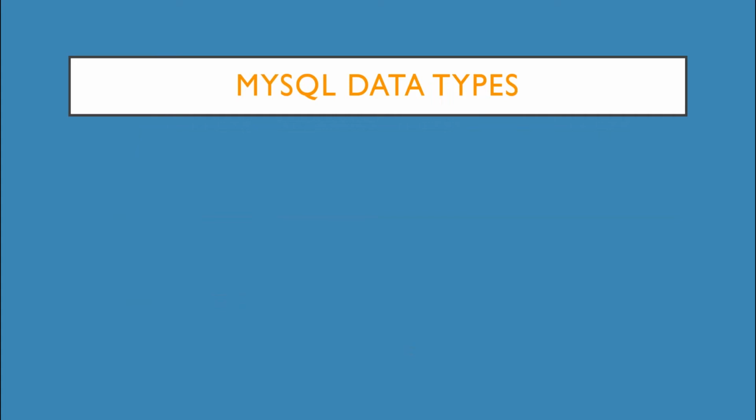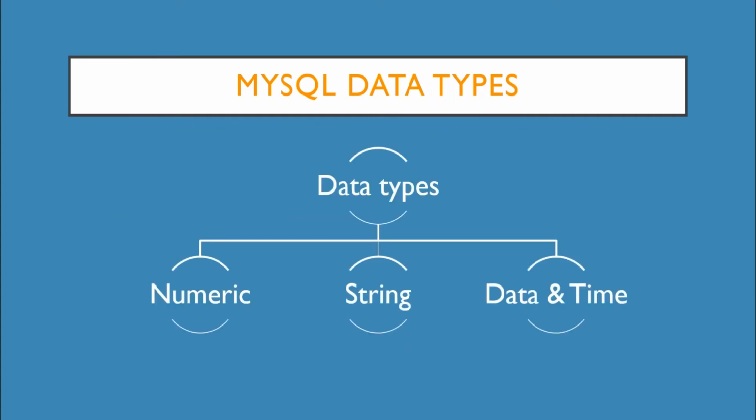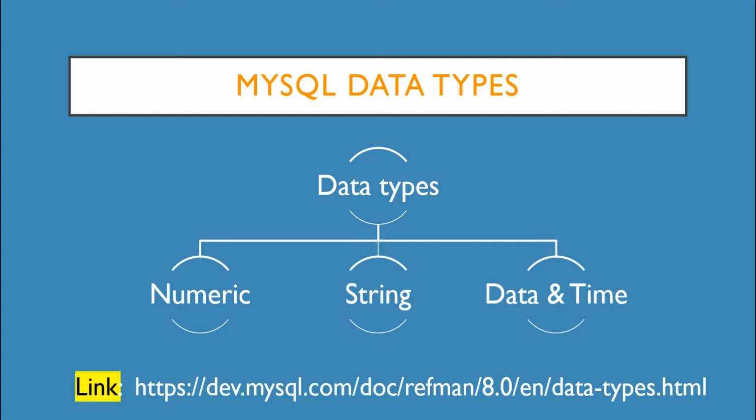MySQL data types. With SQL, we work mainly with three data types: numeric, string, and date and time. For more details, we are going to the official documentation of MySQL in order to better understand the data types. The link is available in the description if you want to follow along with this video.